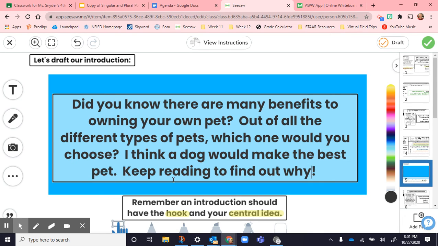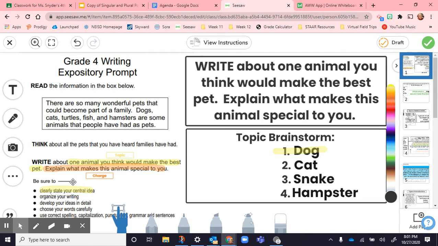Okay, so here, this is an introduction. Notice an introduction does not do any reasons. You don't go into your whys, you don't say because, you don't say the word reason. It's just to introduce this idea. And if you go back to page 1 in the Be Sure Twos right here, the very first one says clearly state your central idea. It's the most important in my opinion.